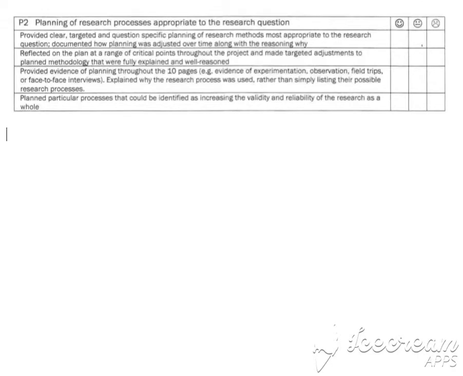So you can see in the first criteria there that we had specific planning of research and it was appropriate to the research question. So at every point there should be an explanation of why you did what you did. You might also be talking about some modifications that occurred. So, you know, what happened in your proposal, what didn't happen.